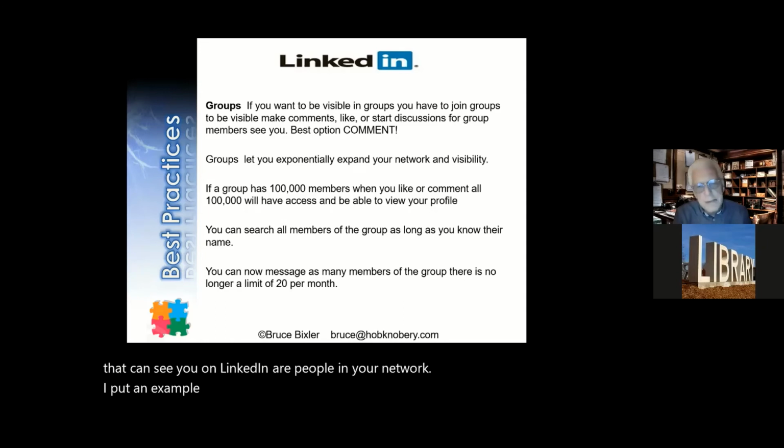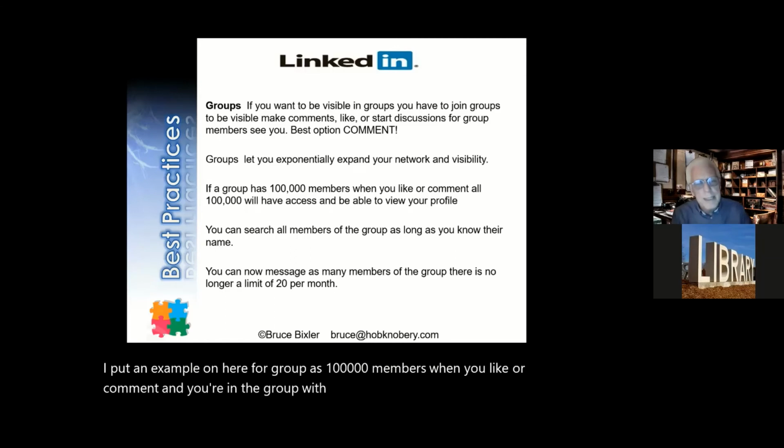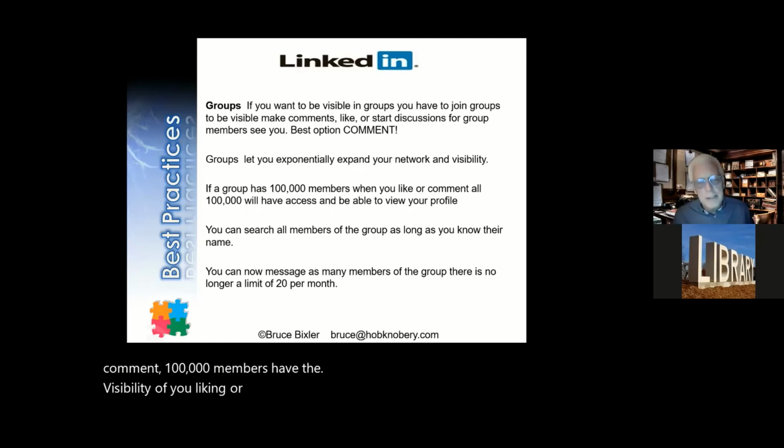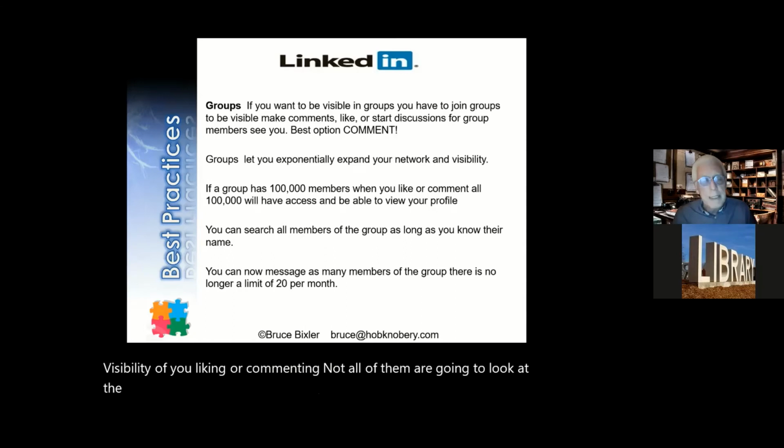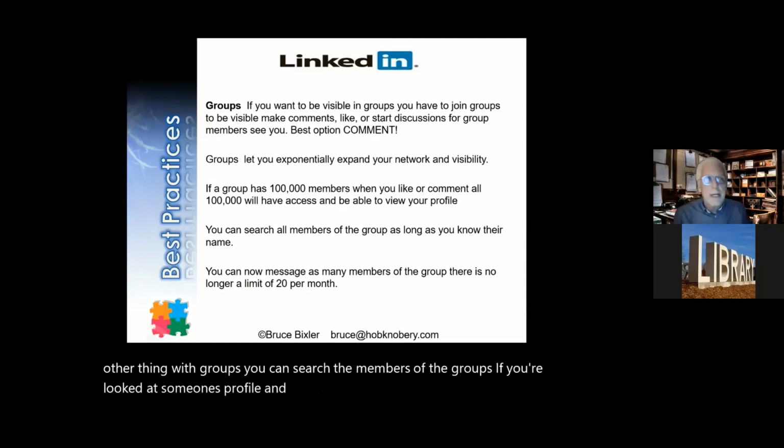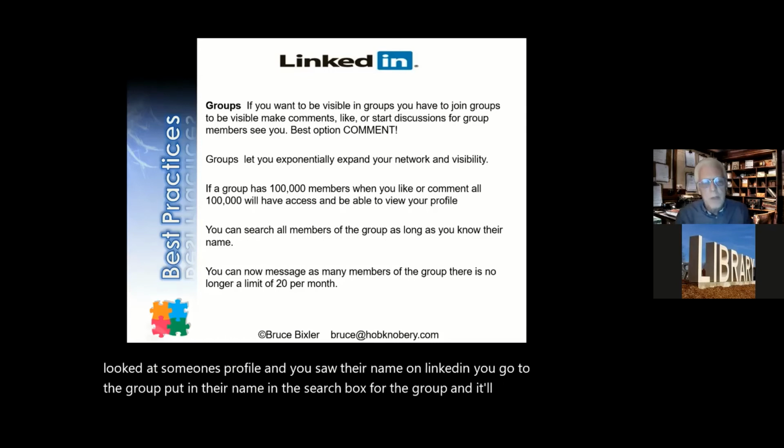I put an example on here. If a group has 100,000 members, and you're in the group with someone else and you like or comment, 100,000 members have the visibility of you liking or commenting. Not all of them are going to look at the group that day or week, but 100,000 people have access to it. The other thing with groups, you can search the members of the groups. If you looked at someone's profile and saw their name on LinkedIn, you go to the group, put their name in the search box for the group, and it'll pop up their name as well.